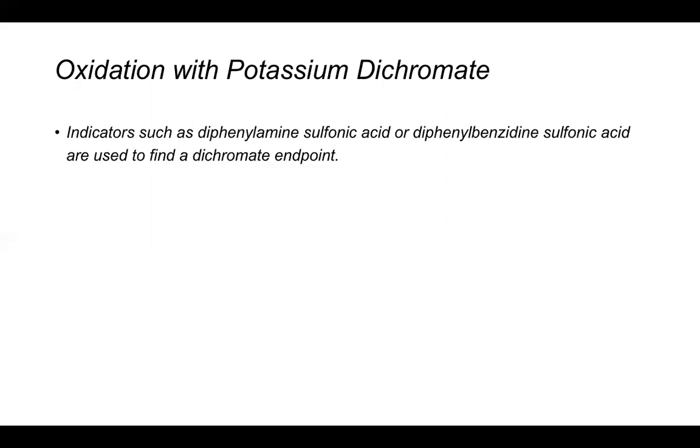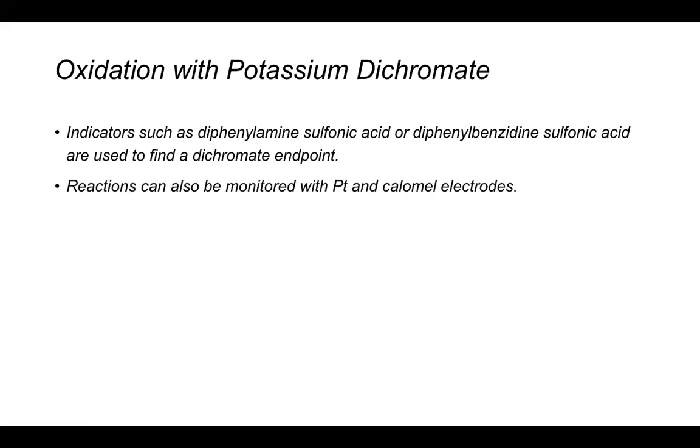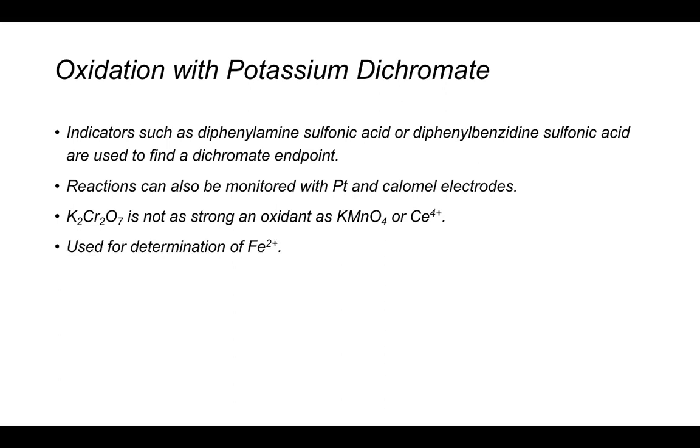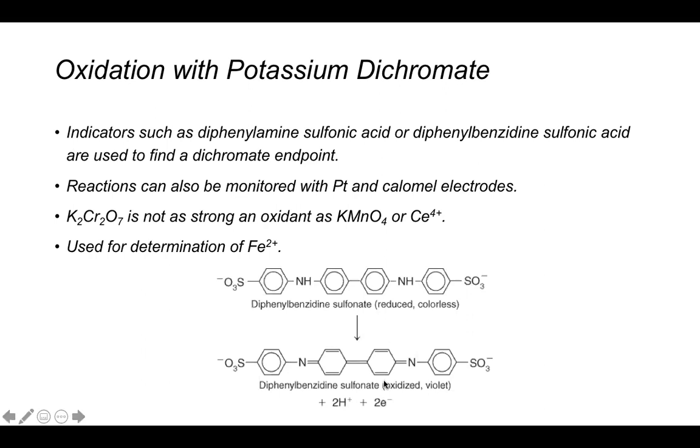Oxidation with potassium dichromate. Indicators such as diphenylamine sulfonic acid or diphenyl benzidine sulfonic acid are used to find a dichromate endpoint. Reactions can be monitored with platinum and calomel electrodes. Potassium dichromate is not as strong an oxidizing agent as potassium permanganate or cerium 4+. It's used in the determination of iron 2+. Here we can see the changes that happen whenever we oxidize our diphenyl benzidine sulfonate. It goes from this species to this species where you can see a conjugated system there. So there's a change between this aromatic system and this conjugated system.